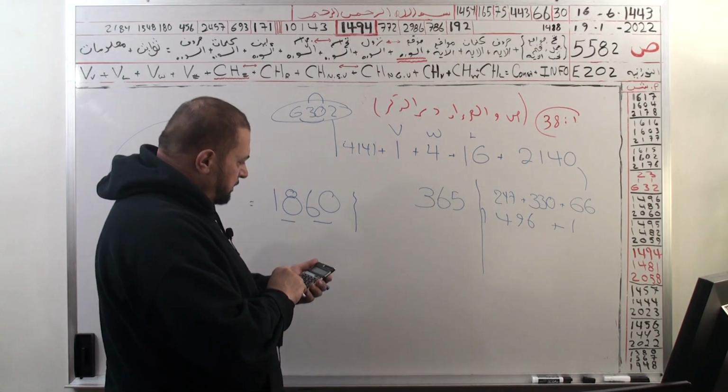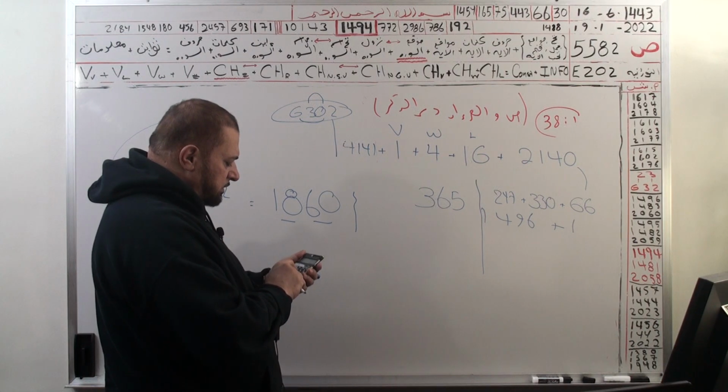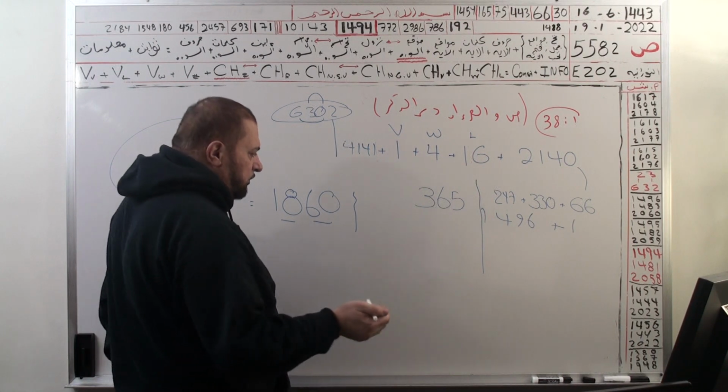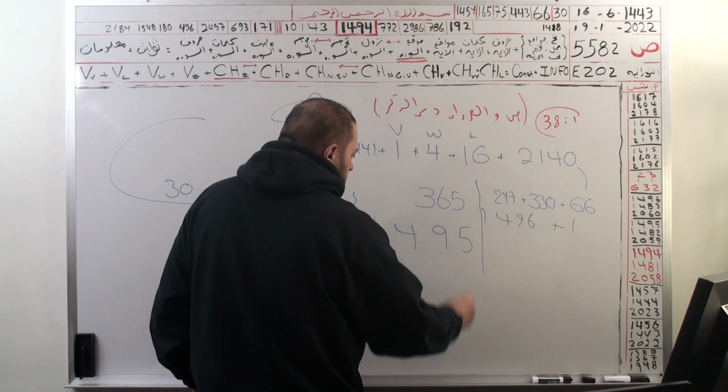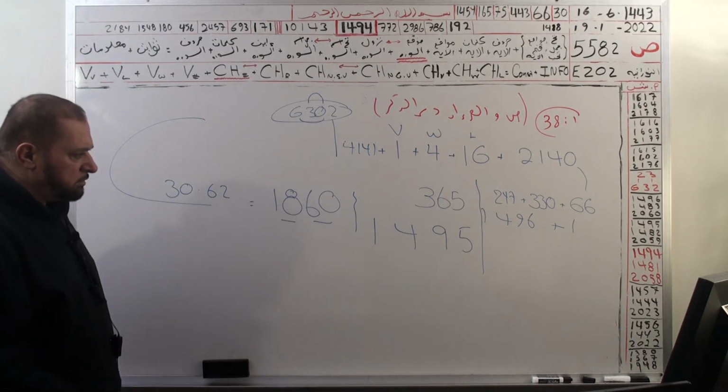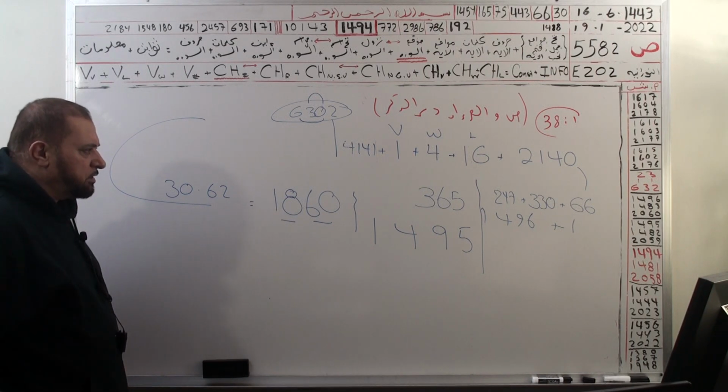How much is left here? If you take 1860 minus 365, we get 1495. 1495 is recognized as the span of the Muslim Ummah, the length of the Sirat, which is from the family of 1496. So what could 365 be?